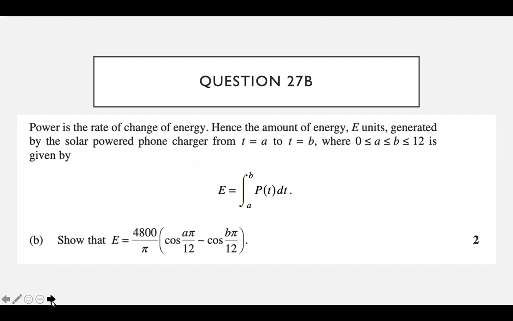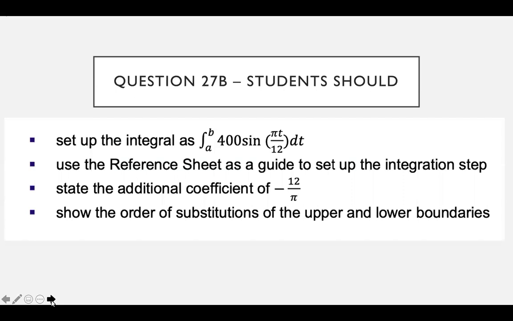Questions that are show questions are always a little bit fraught with danger when students assume steps but don't demonstrate how to get through the question. And so here are a few things that are worth noting. Students should set up the integral initially, start with P of t and integrate it. They would use the reference sheet as a guide, as there were a lot of helpful things there. They would state the additional coefficient, which comes out the front as minus 12 on pi after integrating, and then show the order of substitutions of the upper and lower boundaries. Again, they were given the answer. We wanted them to show us how they got there.